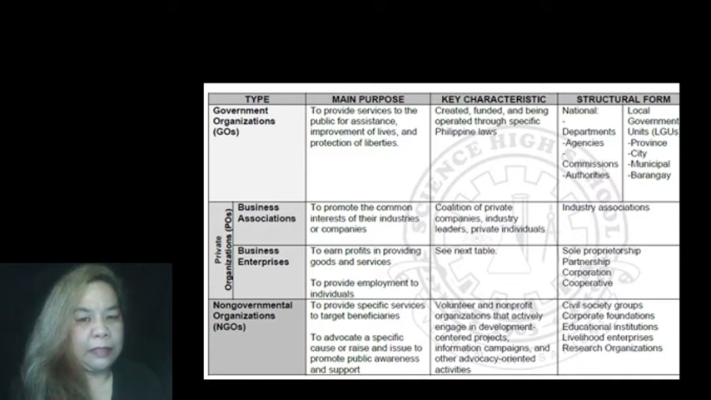An example of our non-governmental organizations would be Ibon Foundation. Ibon Foundation is a research education information advocacy organization committed to serve the marginalized sectors. They seek to contribute to people's empowerment by generating and collecting socio-economic data and analysis and disseminate this in the Philippines and abroad. Another example of NGO is the Philippine Center for Investigative Journalism.